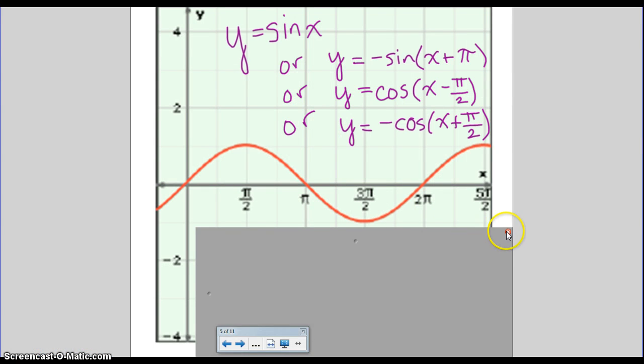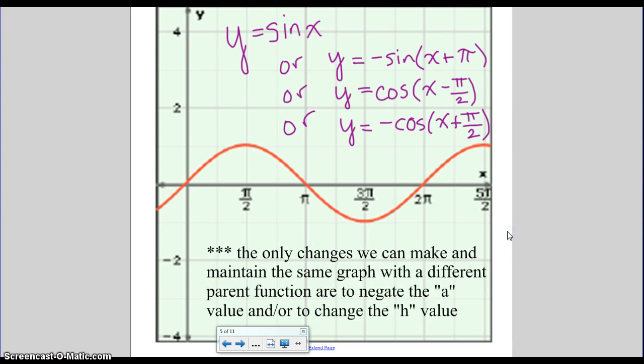Okay? So, I'd like you to write this in your note, and then play the recording when you're ready. The only changes we can make and maintain the same graph with a different parent function are to possibly negate the a value and/or change the h value. Okay?